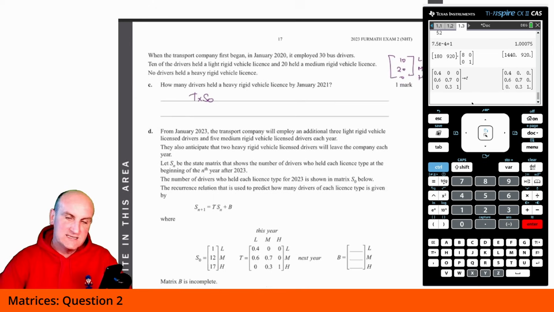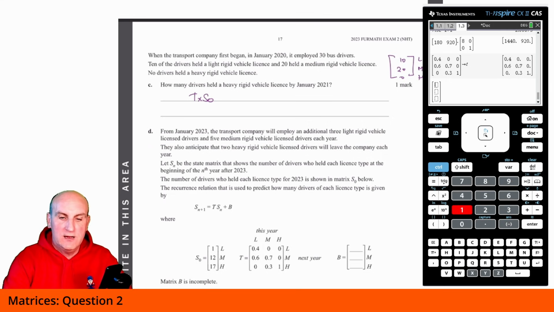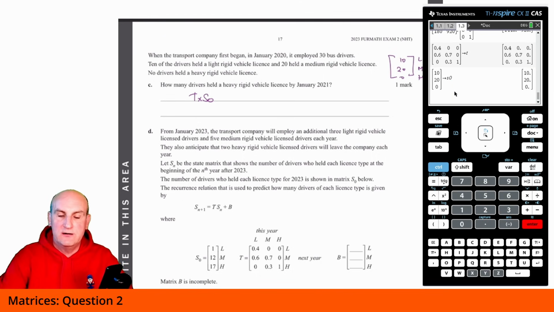Then I'm going to go and put my S0 in, because you don't actually know how many times you're going to need to use that. So I want a 3 by 1, hit OK, and we're going to have 10, 20, and 0. And you can store it as a name if you like. So I'm going to put S0 in.